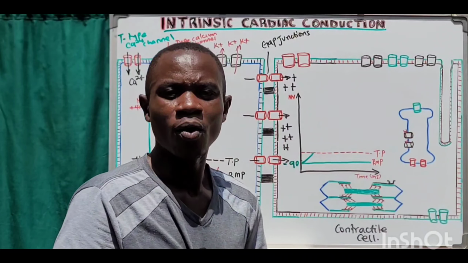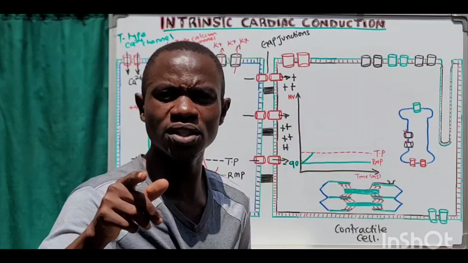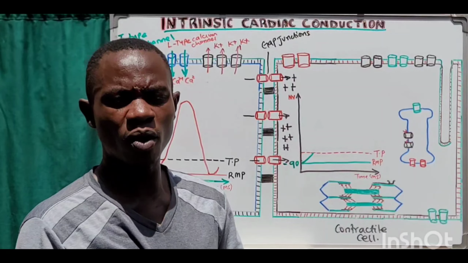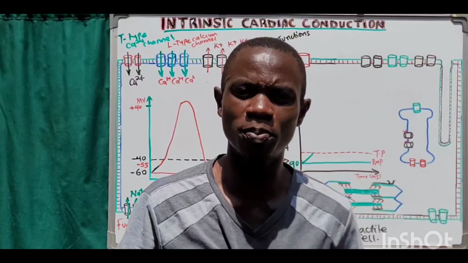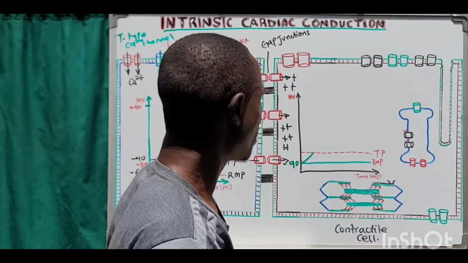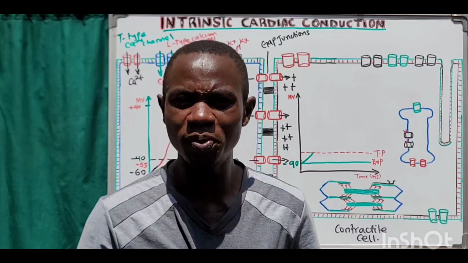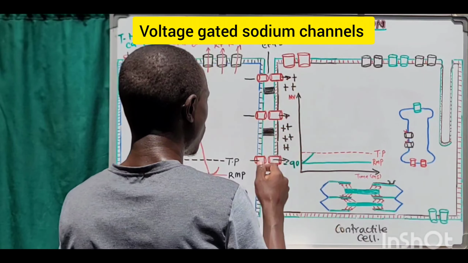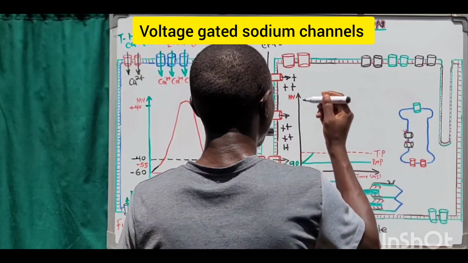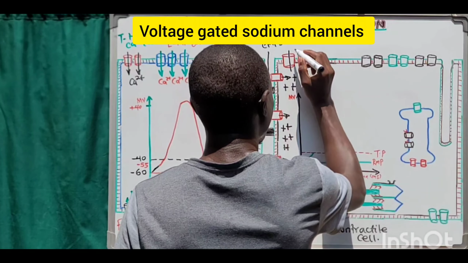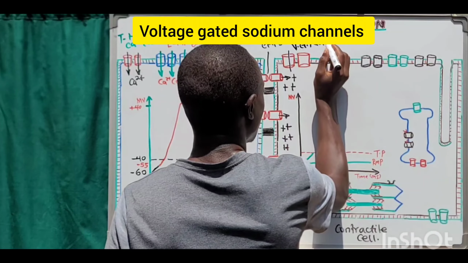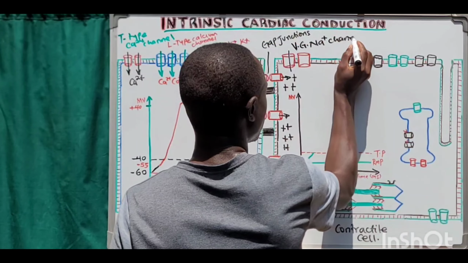Now, once the threshold potential of this contractile cell is reached, another kind of powerful channels are going to be opening. You know how these channels are called? These channels which are going to be opening are what we call voltage-gated sodium channels. You see these channels here? They are what we call voltage-gated sodium channels.